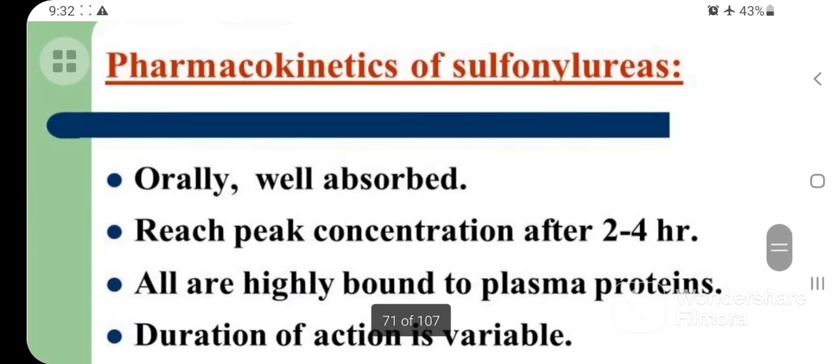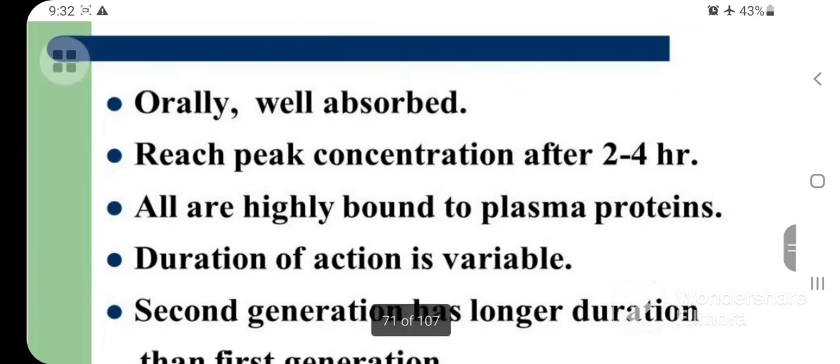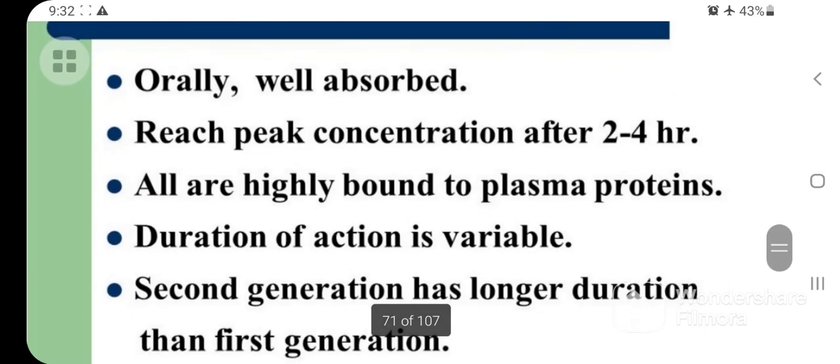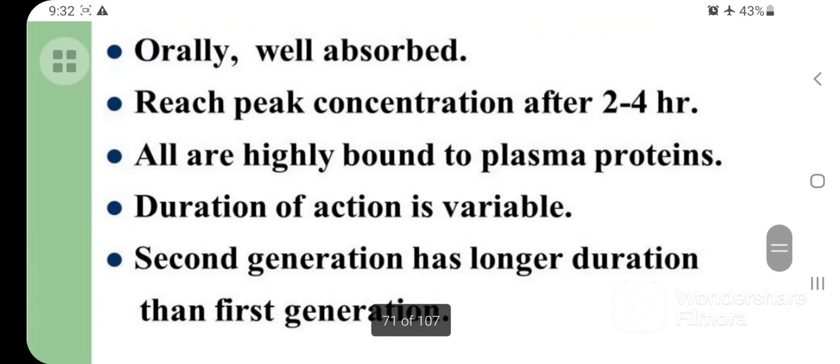Next one is the pharmacokinetics of sulfonylureas, glibenclamide, glipizide or glimepiride. See, orally they are well absorbed, reach the peak in 2 to 4 hours, and all are highly bound to plasma proteins. Yes, it's very important. Then duration of action is variable. Some can act 1 hour after administration of the tablet, some tablets show the action after 3 hours. It depends on the manufacturing unit.